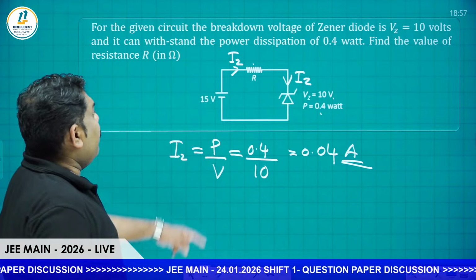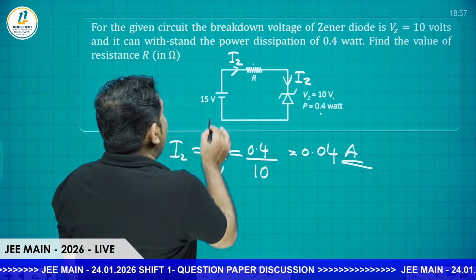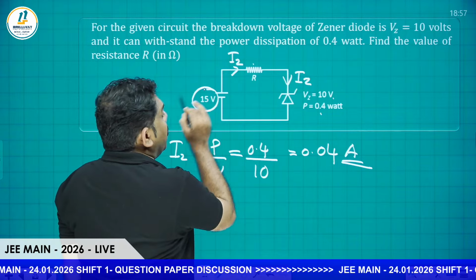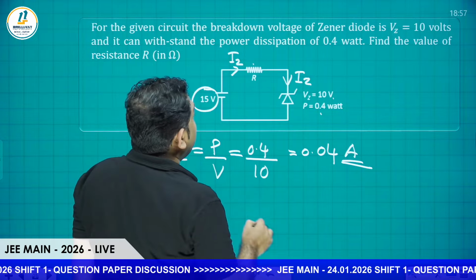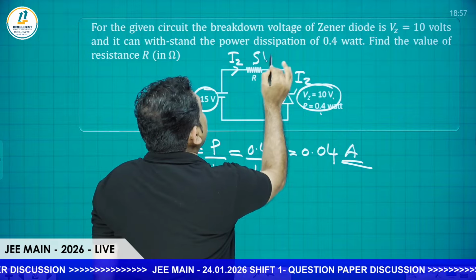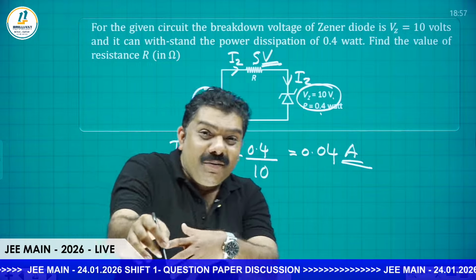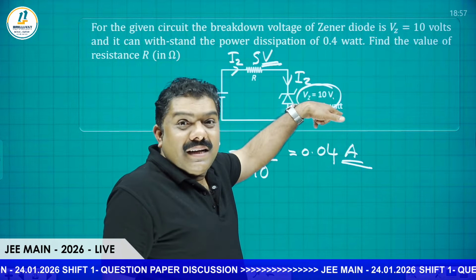Okay. Now when we are considering the resistance here, I want to calculate it. How much voltage did you apply? 15 volt applied, and 10 volt drops here. How much is remaining? 5 volt will be there across the resistor. I applied 15 volt, and 10 volt drops across the Zener.